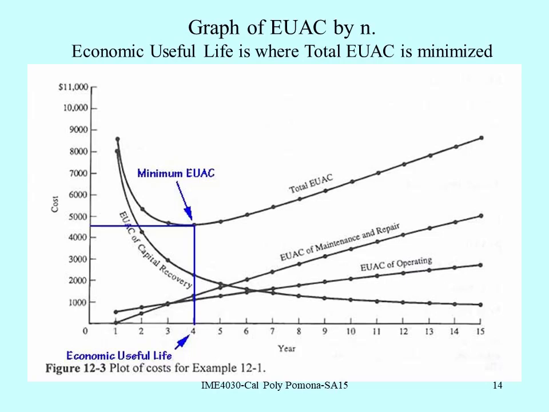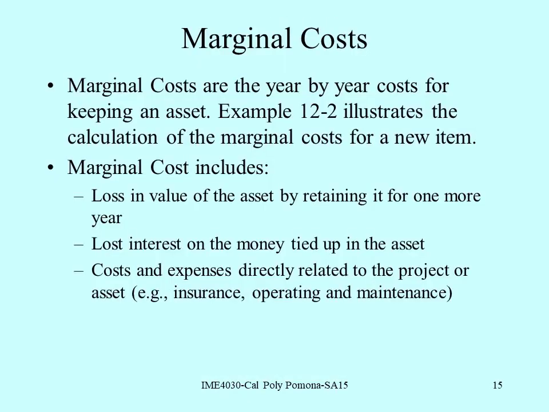Right, so that's the EUAC approach, the minimum EUAC approach. This is the most important technique for you to learn from this chapter. Let's go to slide number 15. Marginal costs are a little different than the EUACs. They are the year-by-year costs for keeping an asset. And example 12.2 illustrates this.